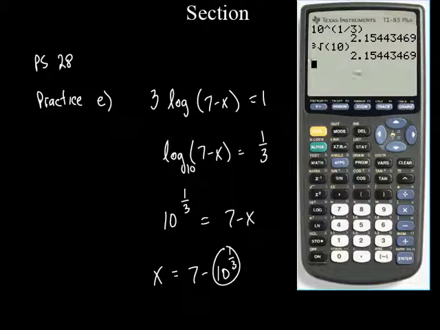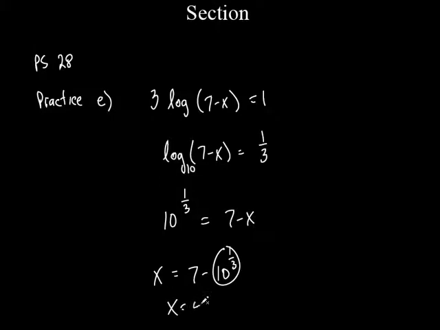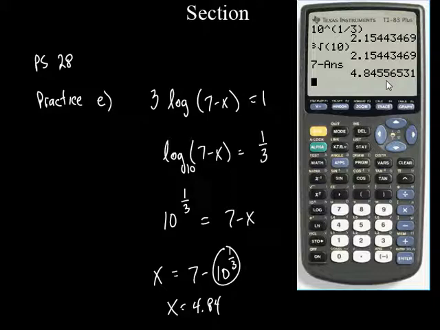So now that's what that is, but we're taking it away from 7, correct? So I'm going to go 7 minus, I think I can put answer. This is the last answer that I got, so I'm going to go 7 minus this, and we get 4.8 whatever. And that is the answer to this. 4 point 8 something. Let's go 4 places: 4.8456.